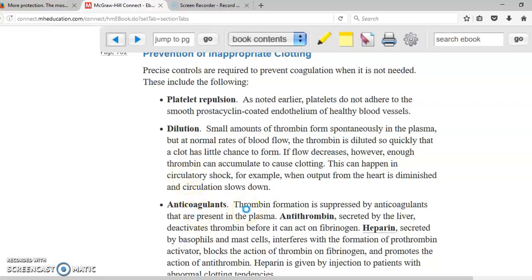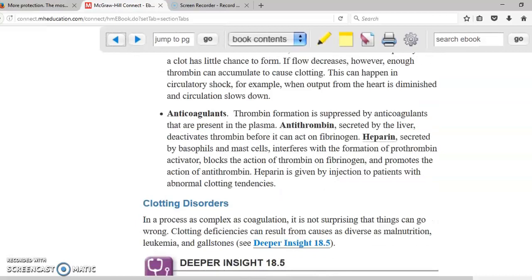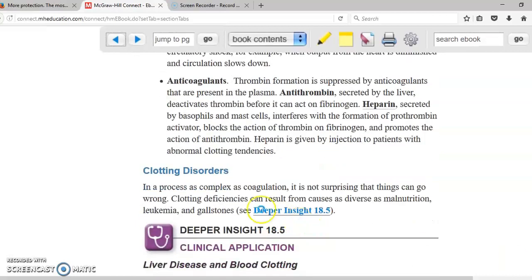Anticoagulants. Thrombin is the one that is going to initiate the formation of fibrin. However, we have anticoagulants. There's one anticoagulant called antithrombin that is produced by the liver. Obviously, antithrombin will stop the production of fibrin, therefore fibrin will not be able to produce a blood clot. You also have heparin. Heparin is produced and released by the basophils. Heparin is also another anticoagulant. So these three are the mechanisms that we are going to use in order to stop blood clotting when it's not supposed to happen. And then after that, we have clotting disorders.